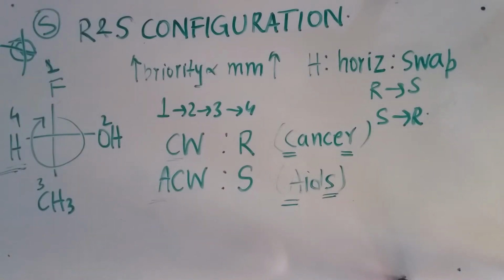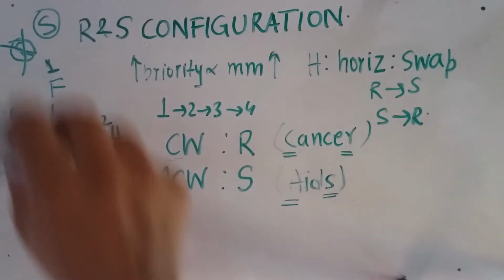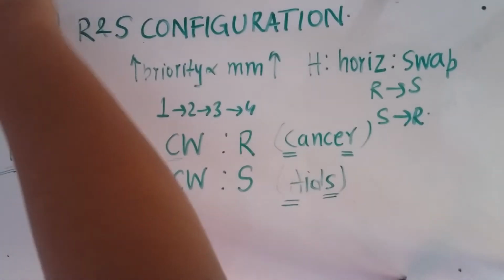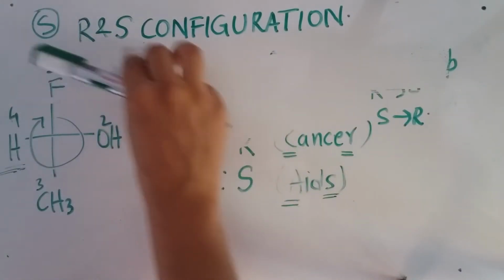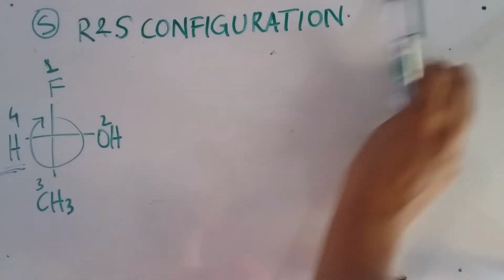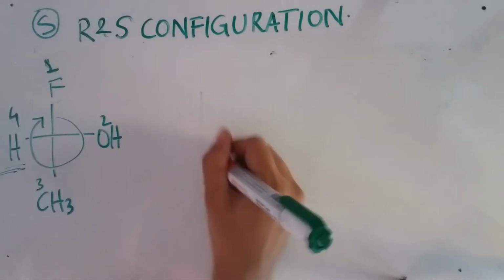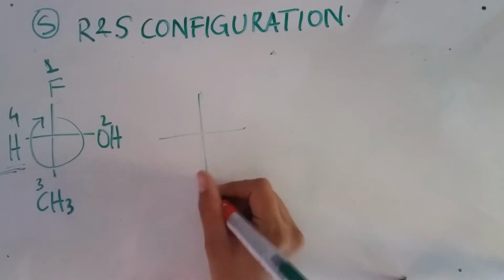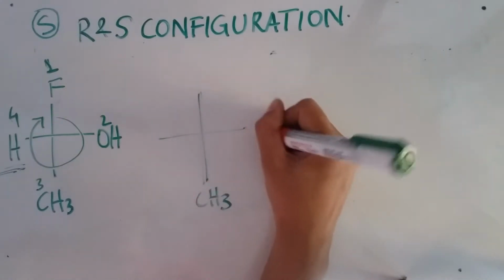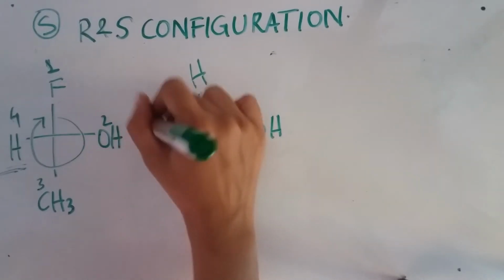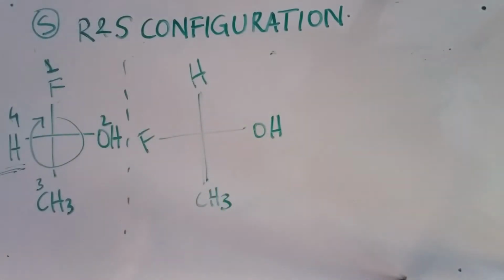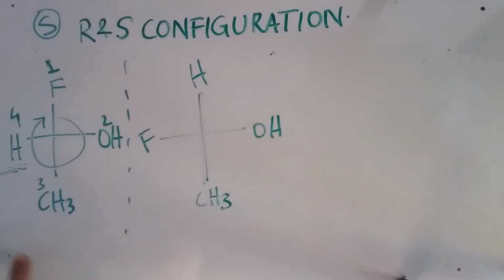So this was basically naming your molecule, whether it's of the R configuration or the S configuration. Now, this was pretty easy, right? Now, I'm going to tell you about my trick. Okay, now I'm going to give you another molecule. Let's say over here I have a CH3, an OH, an H, and an F. Now the question is going to ask you: what is the relationship between these two molecules? Are they enantiomers? Are they diastereomers?